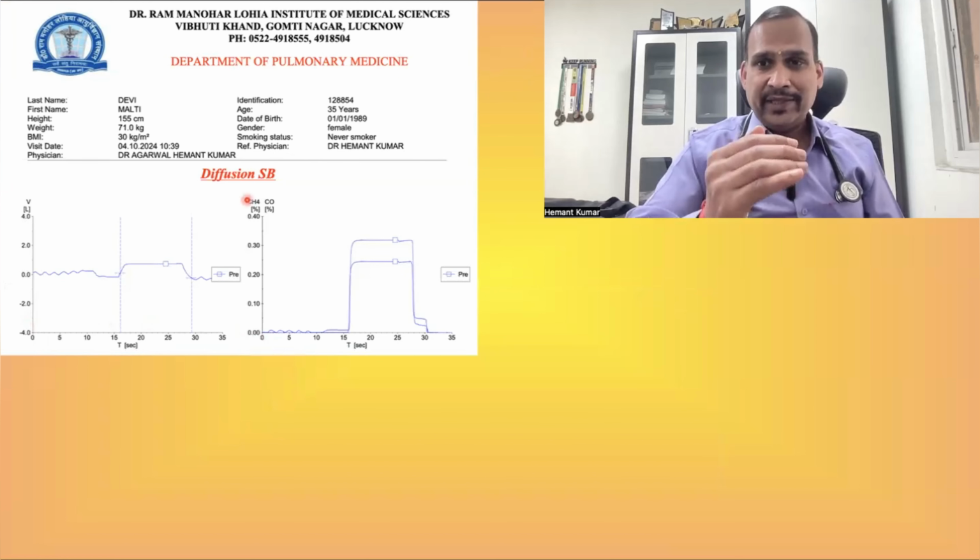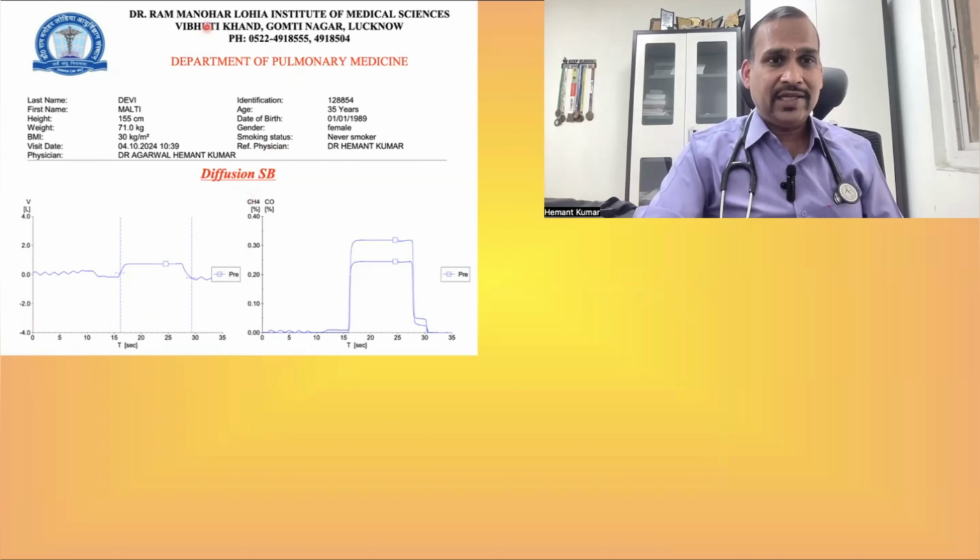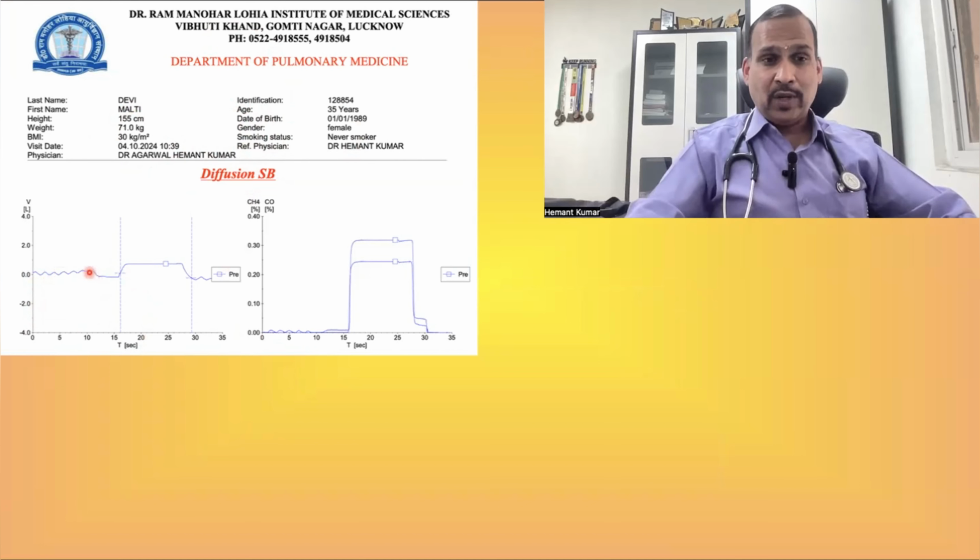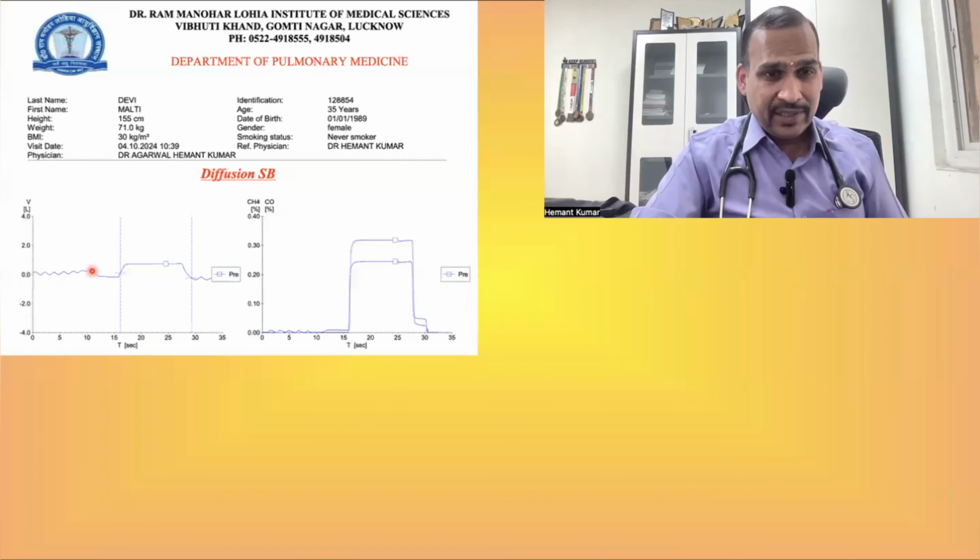Before interpreting any DLCO, we have to check the data, whether age, sex, BMI have all been inserted correctly or not. So all are correct. Then we have to see the technique, tidal volume. After tidal volume, the patient has to exhale completely up to RV. But you can see the patient has not exhaled completely.